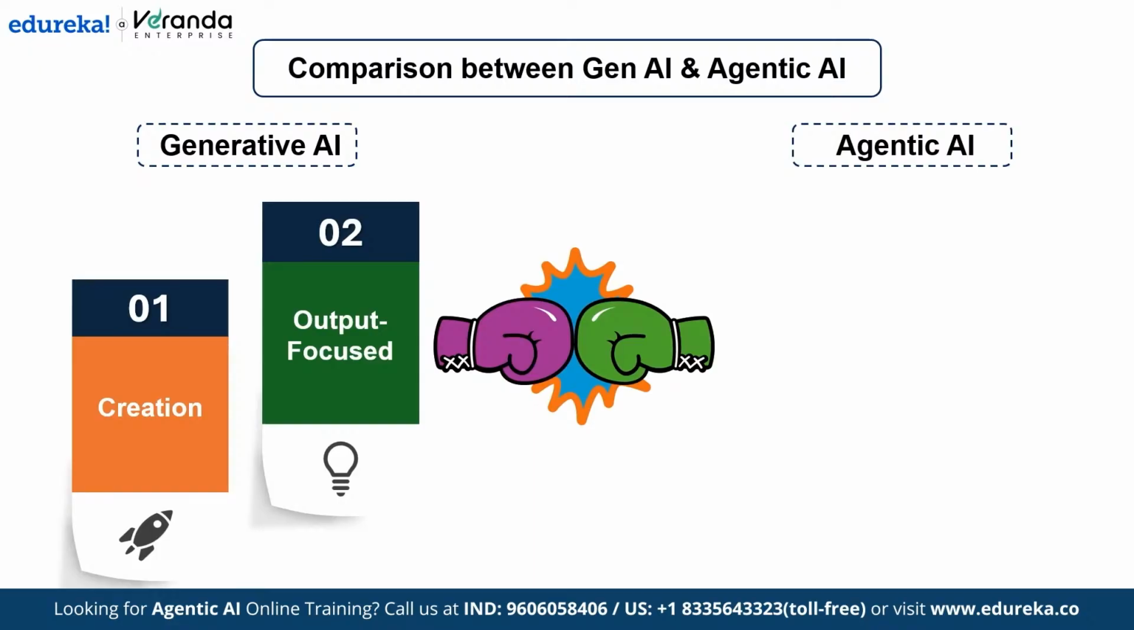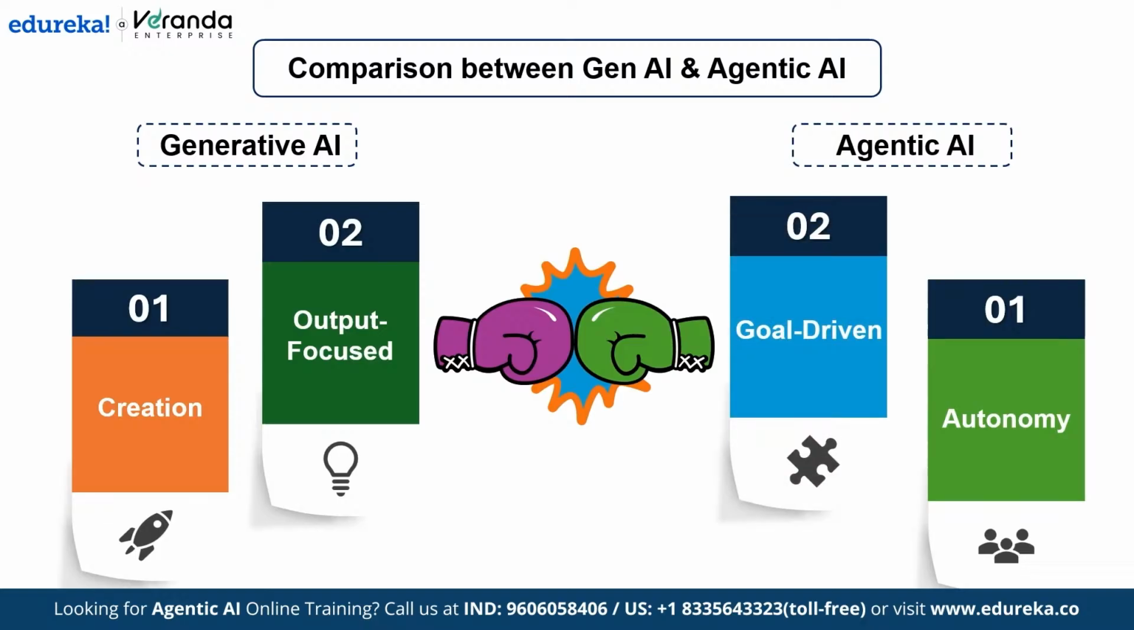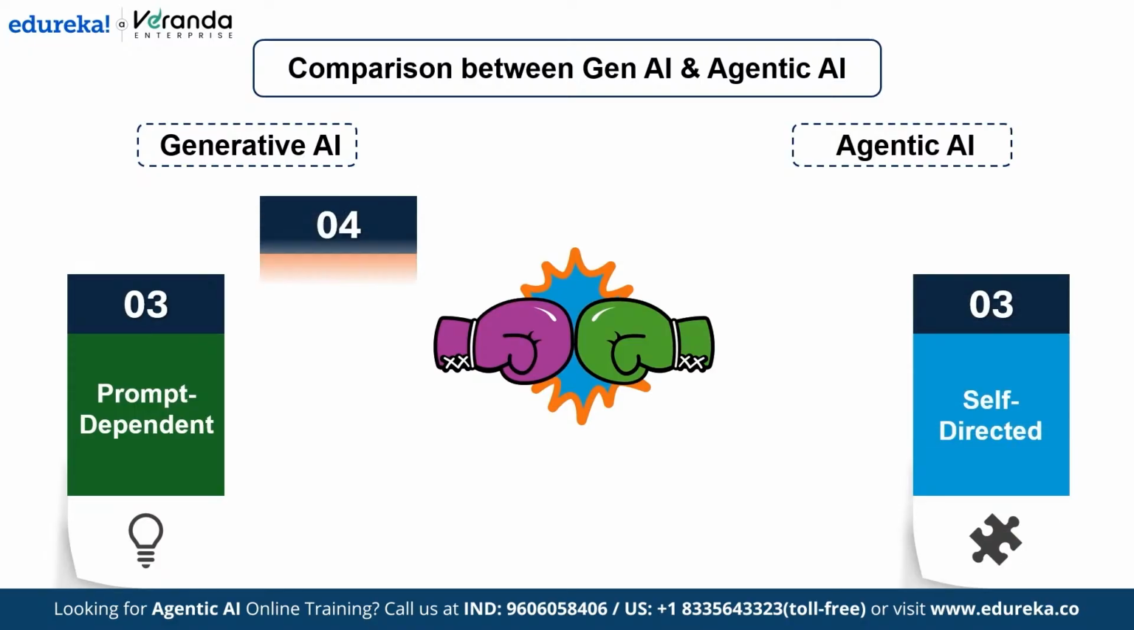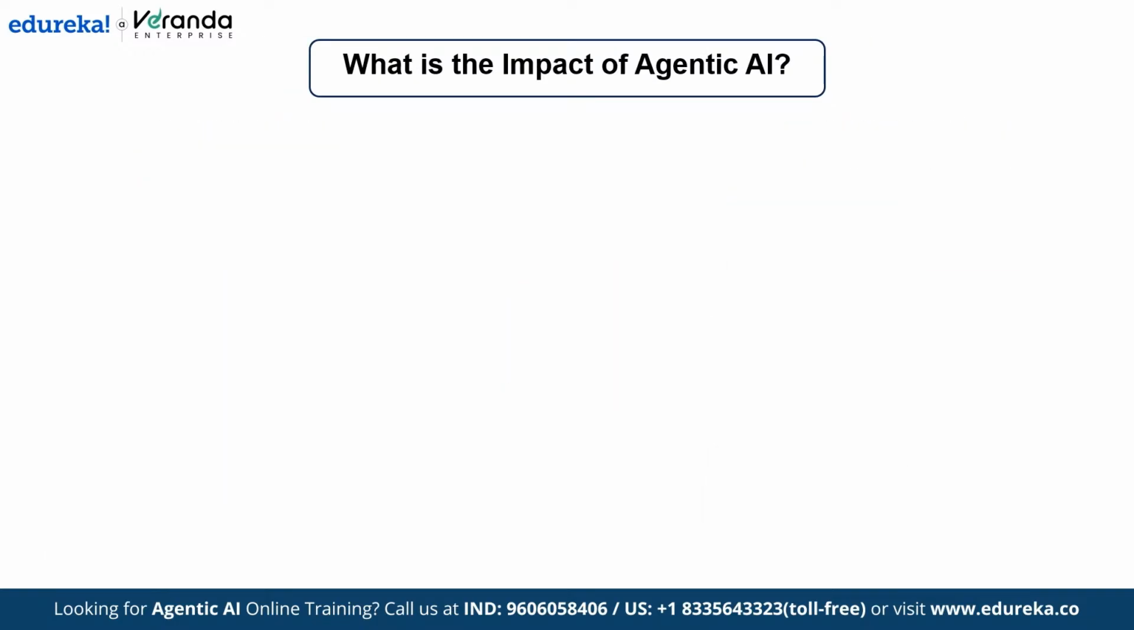In contrast, agentic AI emphasizes autonomy, making it goal-driven and capable of dynamically adapting to changing environments. Unlike the prompt-dependent nature of generative AI, agentic AI is self-directed, enabling it to take the initiative and execute strategic tasks effectively. These differences highlight the complementary roles of both AI types in addressing distinct challenges. Now, let us see the impact of agentic AI on various industries.